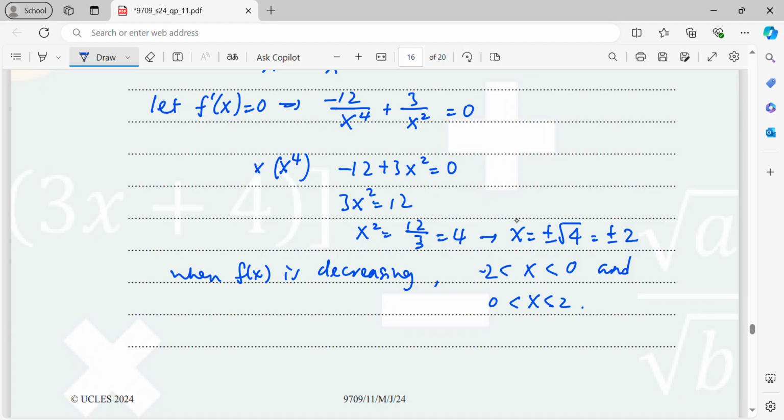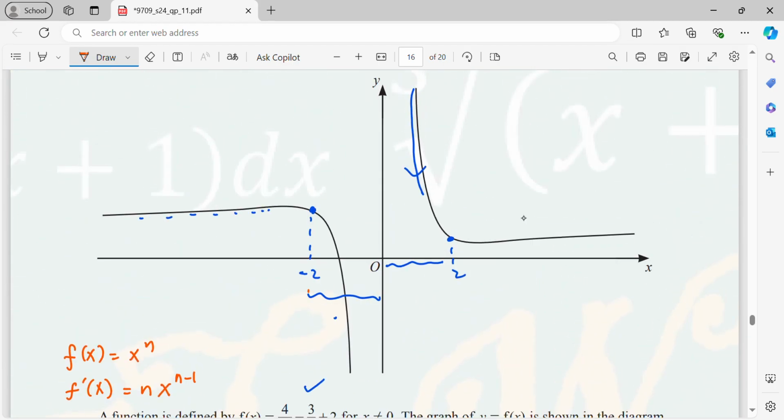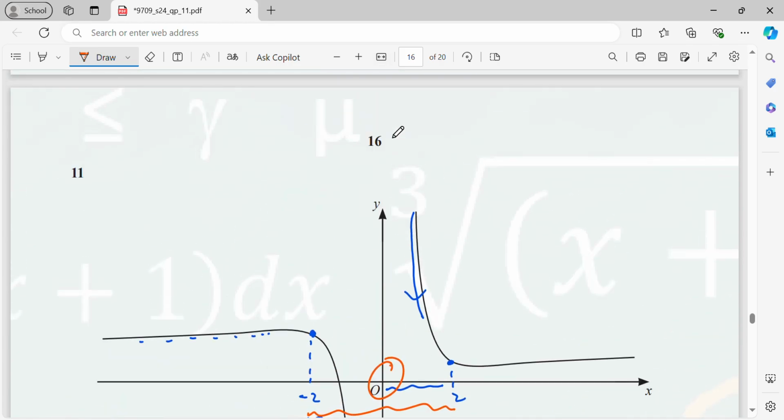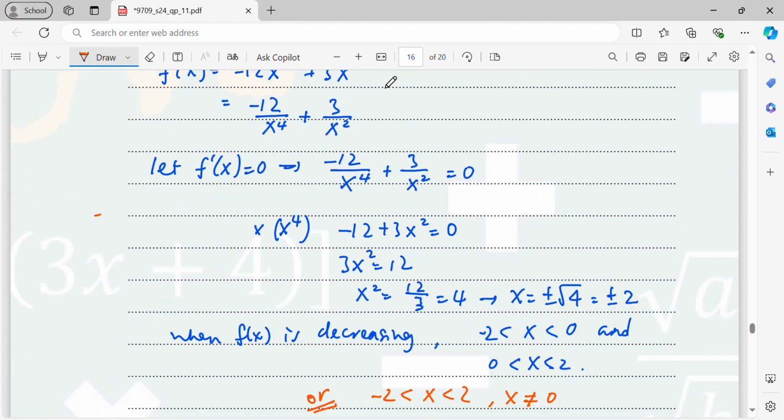Okay, or probably you can just write this. You can combine both together, or it will be from minus 2 to 2, but cannot be 0 because it is not continuous, not connected. So this is another way to write down the answer. Alright, so done for this question.